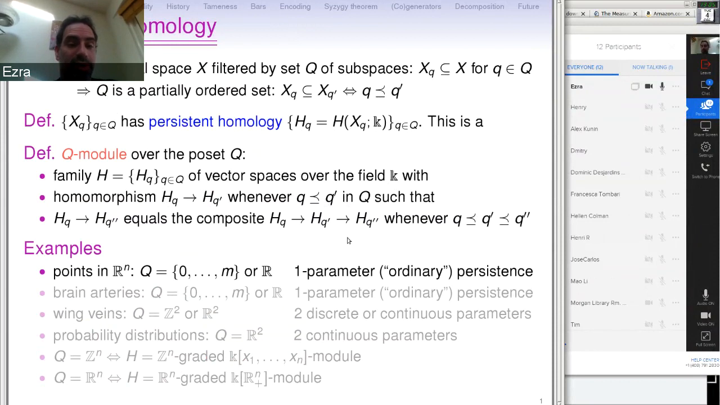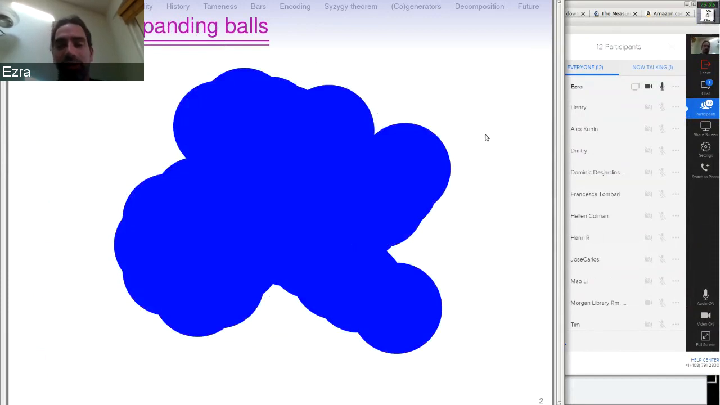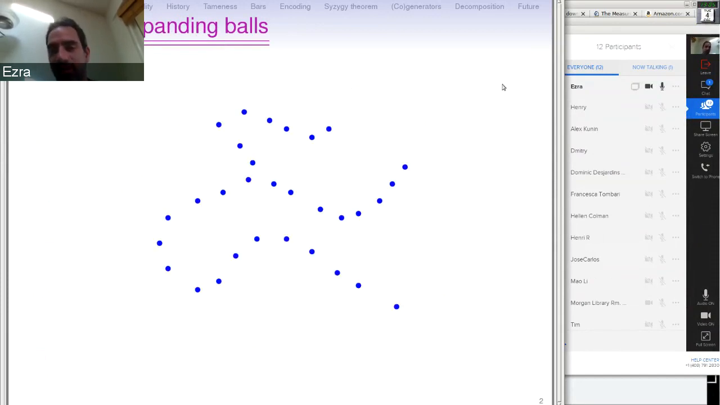So examples: points in R^n. This is the standard, usual one-parameter persistence. I'm thinking this is my topological space, and this is a collection of points, and I'm just going to take an increasing collection of disks.